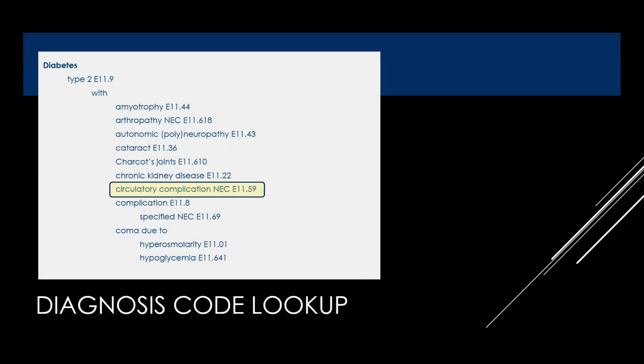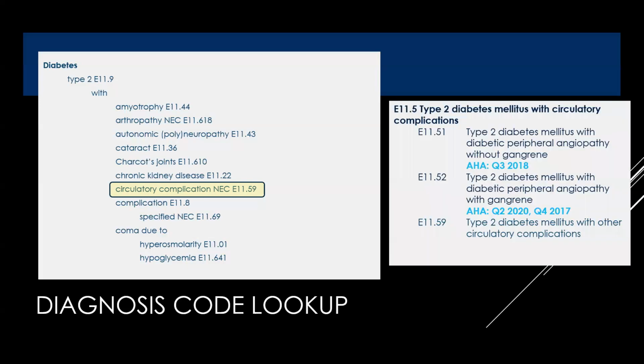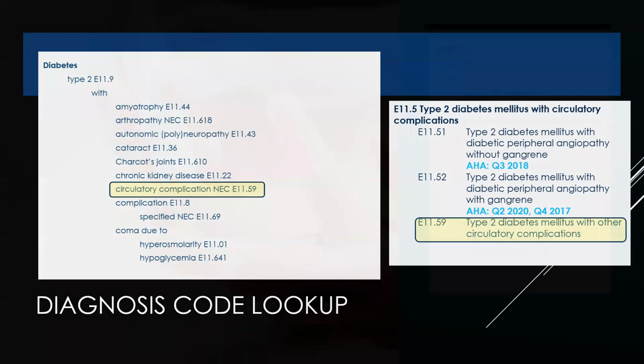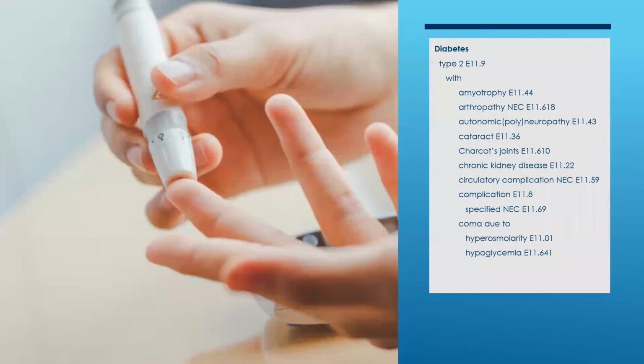Remember, the diabetes mellitus codes are combination codes that include the type of diabetes, the system affected, and the complications affecting that body system. We can verify E11.59 in the tabular list, and we see that E11.59 is the code for type 2 diabetes with other circulatory complications. Let's look at those diabetes codes in the index. We'll look under type 2 diabetes to see the many possible manifestations.